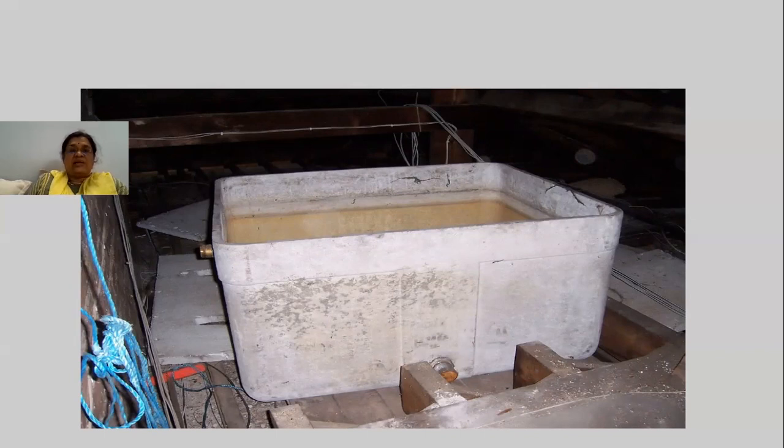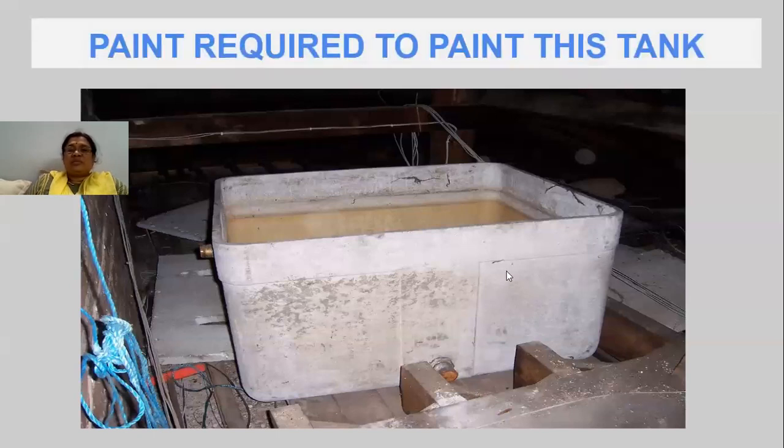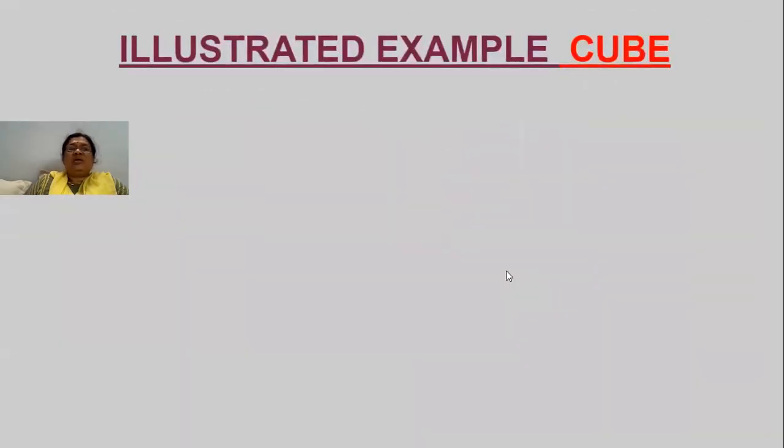We'll apply lateral surface area. Why lateral surface area? Why not total surface area? Because there is no lid here, so the top is not there. We can't paint the bottom also. Therefore, only the four sides we can paint. The four sides will be the lateral surface. So in this, we'll find out the lateral surface, and we can easily find out the quantity of paint required to whitewash this water tank. So this one. Next, we'll move on to some examples.